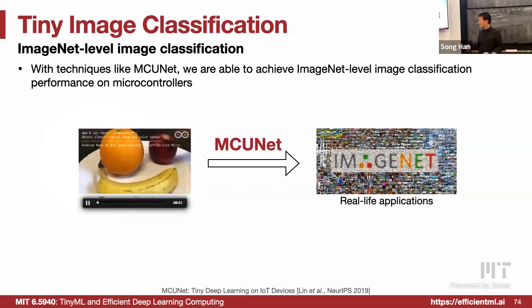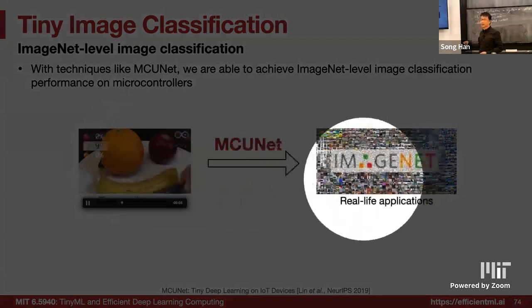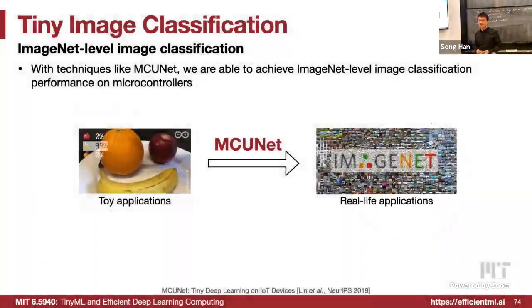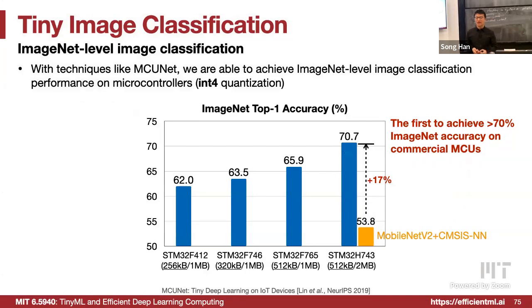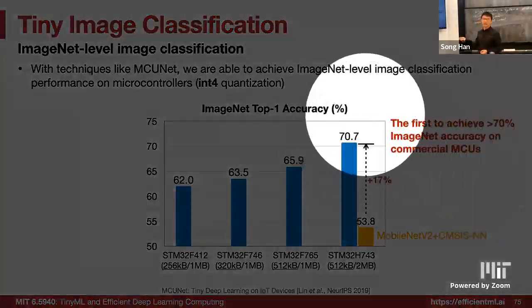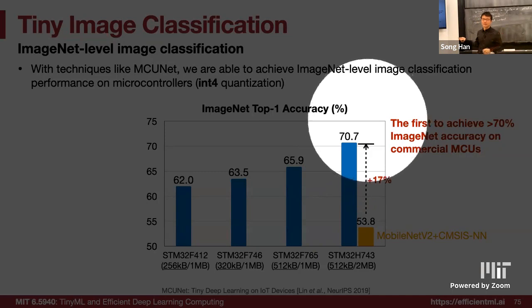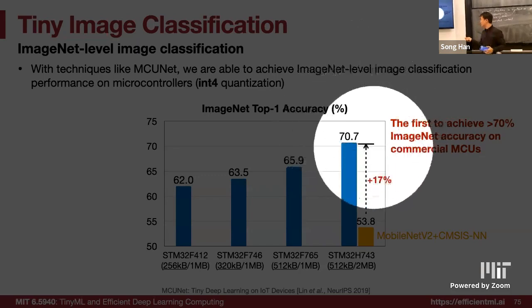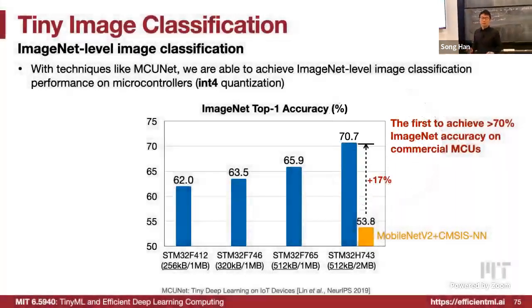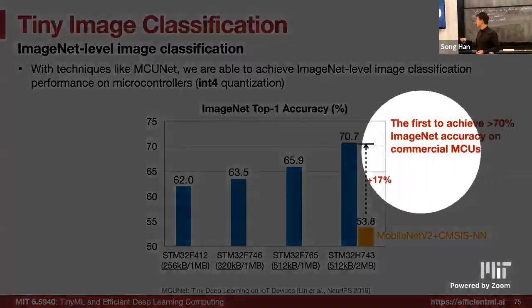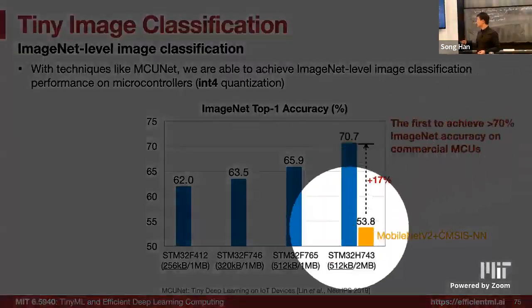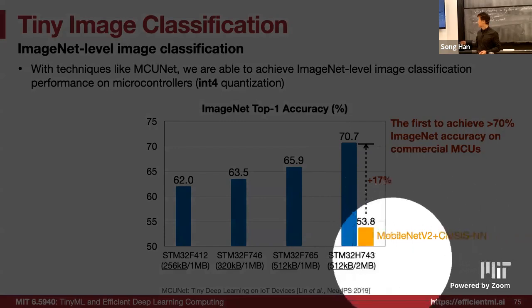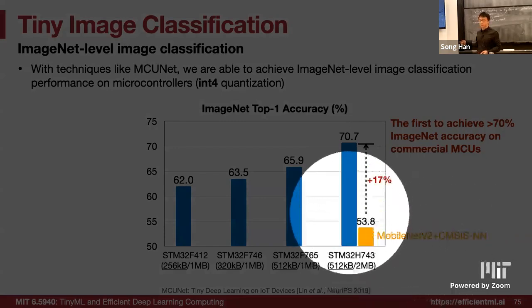But what gets more challenging is to expand it to large scale, on ImageNet level, real life applications. MCUNet can actually achieve that, with more than 70% top-1 accuracy. This is the level of MobileNet, which used to require a mobile phone to do such tasks, but now you can fit into a couple-dollar microcontroller. Prior work like MobileNet can only achieve 53% on commercial microcontrollers.